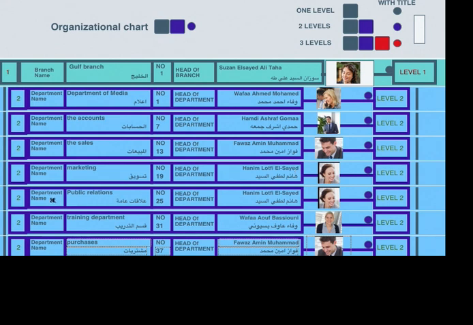The Public Relations Department, department number 25. The head of the department, Hanim Lotfi El Zaid. The Training Department, department number 31. The head of the department, Wafa Aouf Bashsuni. The Purchases Department, department number 37. The head of the department, Fawaz Amin Muhammad.